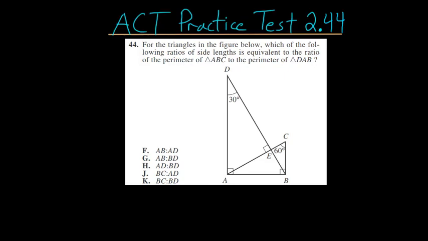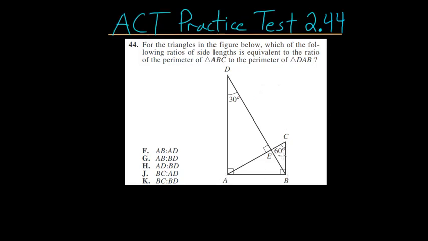For the 44th problem on the second ACT practice test: for the triangles in the figure below, which of the following ratios of side lengths is equivalent to the ratio of the perimeter of triangle ABC to the perimeter of triangle DAB? So just looking at these triangles, what you can notice is that they have the same angles within them. So let's look at this triangle ABC.